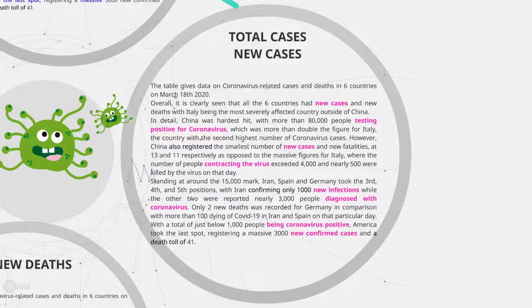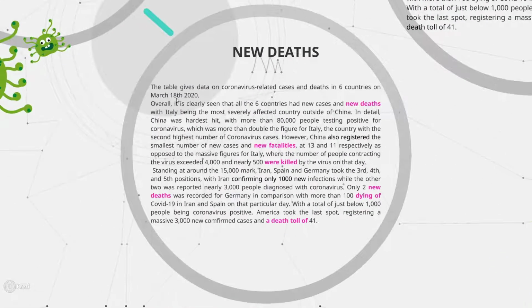And how about new deaths? Instead of saying new deaths, at least 6 or 7 times in a writing, you can say new fatalities, or you use the structure 500 people were killed by the virus. You can say 100 people dying of COVID-19, or a death toll of 41. You see, no repeating.